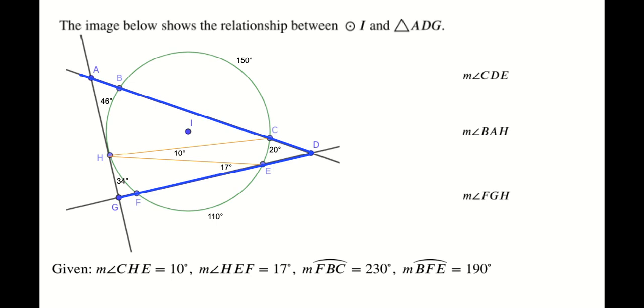So now let's take a look at our angle CDE right here. I can figure out that CDE is 30 degrees because I am going to take this arc FB and then I'm going to subtract EC from that. So 34 plus 46 is 80. 80 minus 20 is 60. And 60 divided by 2 is 30 degrees.